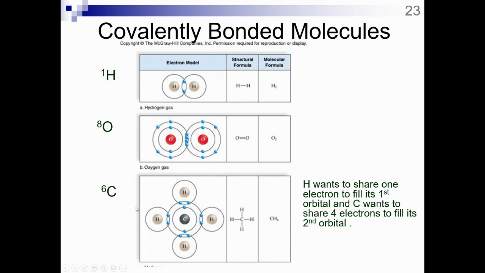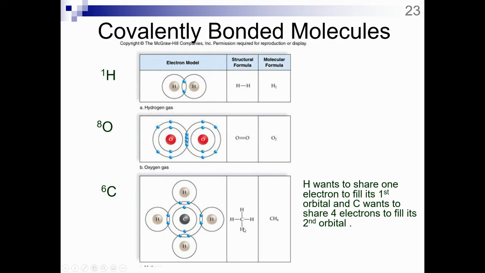This is an example of methane. Carbon has 6: 1, 2, and then 4. Hydrogen, with its 1, wants to fill that by sharing. So carbon can share with 4 hydrogens. Each one of these hydrogens is going to share one of these electrons, and it's going to share its own electron with carbon that needs 4. Look at that. And now they're all happy. So we have CH4, methane.